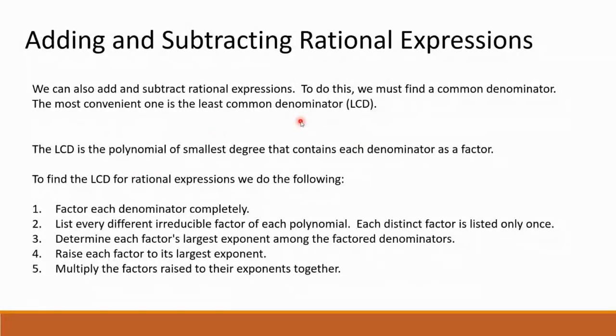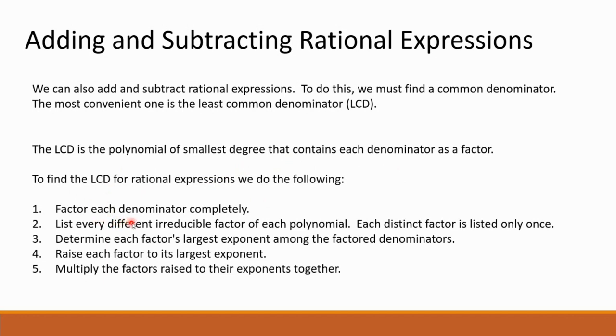By definition, what is the least common denominator? That's the polynomial of smallest degree such that each denominator is a factor of it. So it contains each denominator as a factor. All right, now, how do you actually find the LCD? Well, basically what you're going to do is this. You have to factor each denominator completely. You do have to do that.